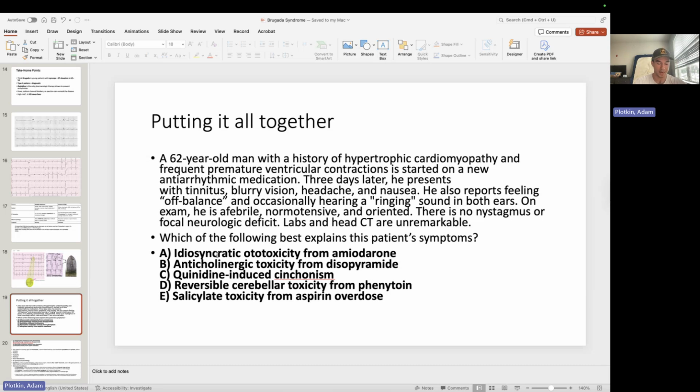Is this idiosyncratic ototoxicity from amiodarone, anticholinergic toxicity from disopyramide, quinidine-induced cinchonism, reversible cerebellar toxicity from phenytoin, or salicylate toxicity from aspirin overdose? So pause your screen, think about it, and then we'll discuss.